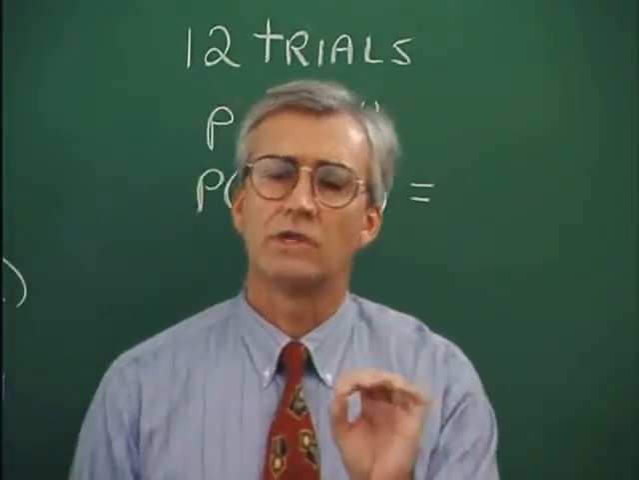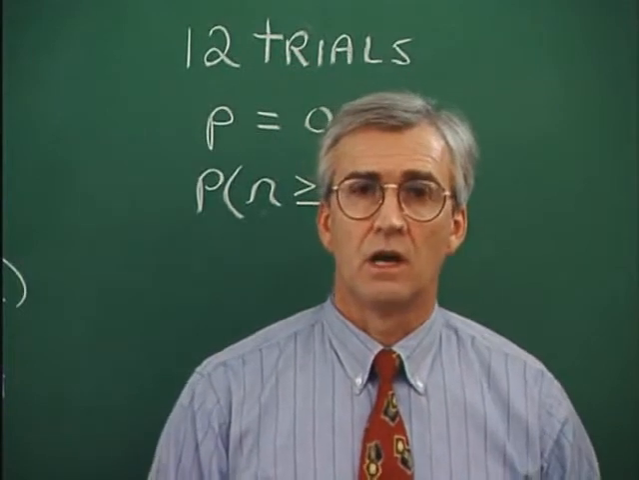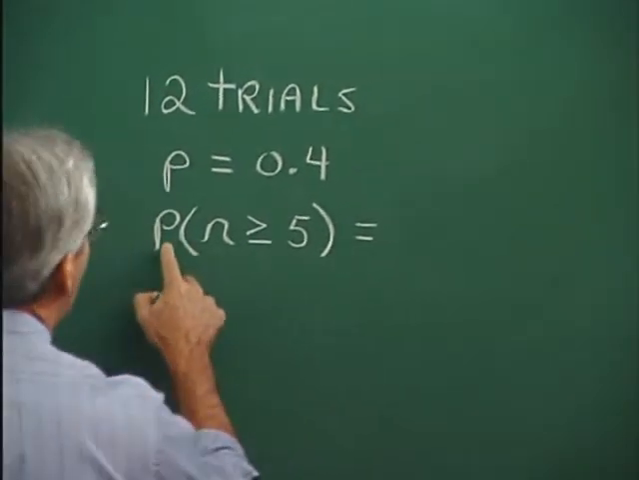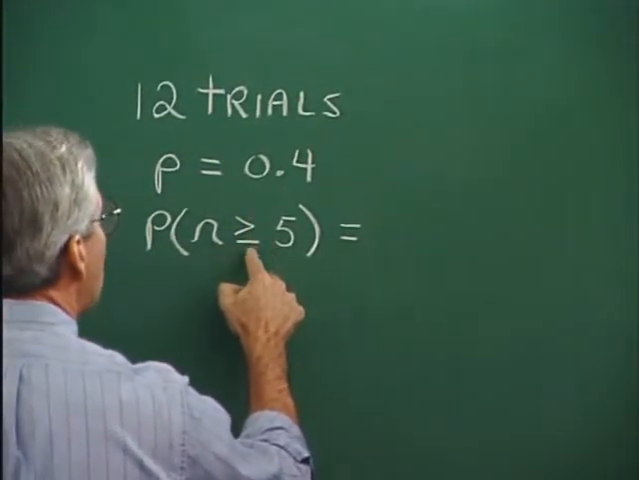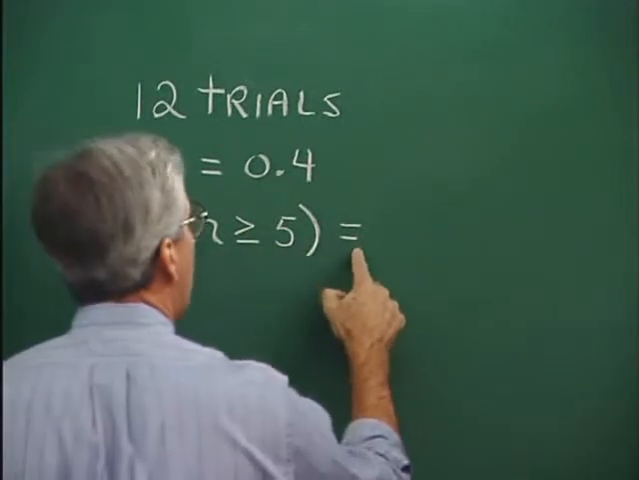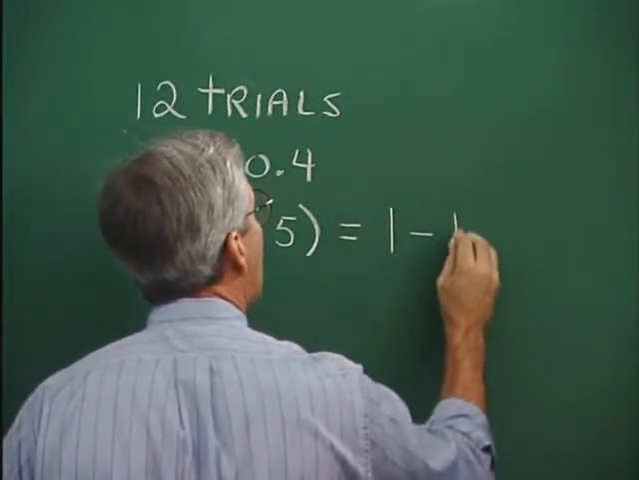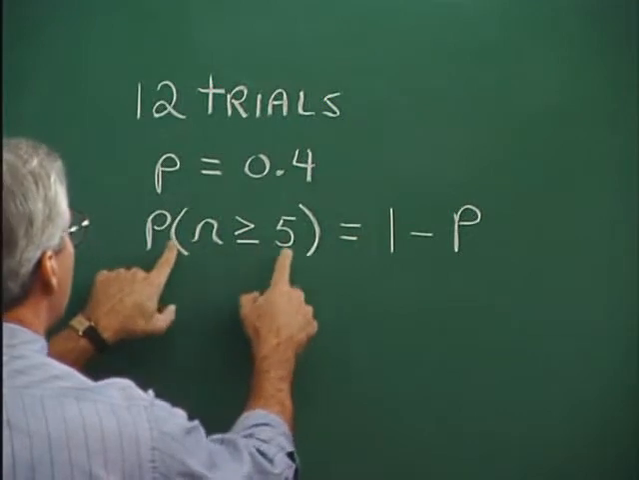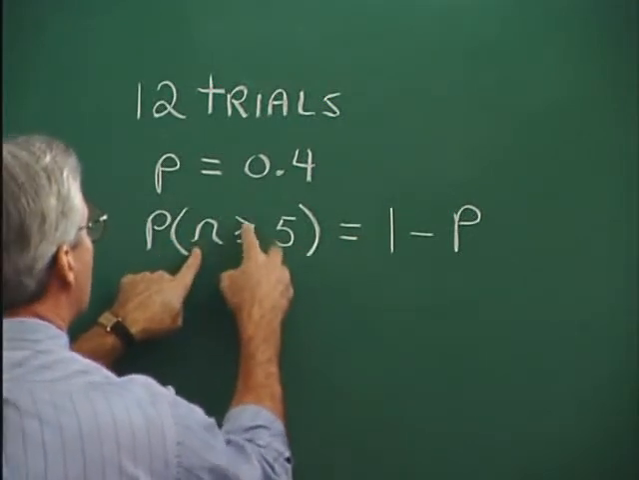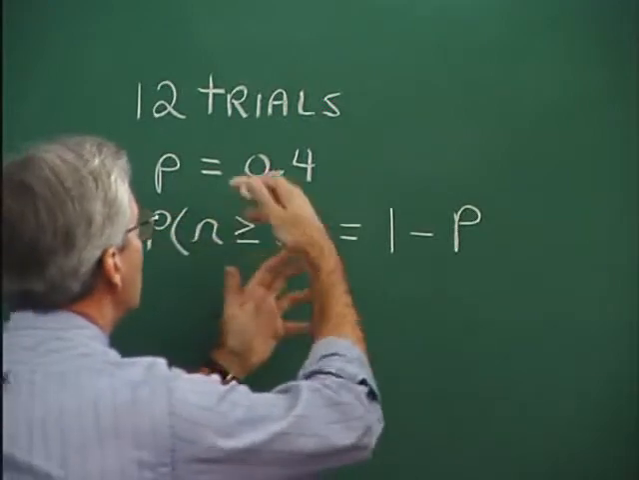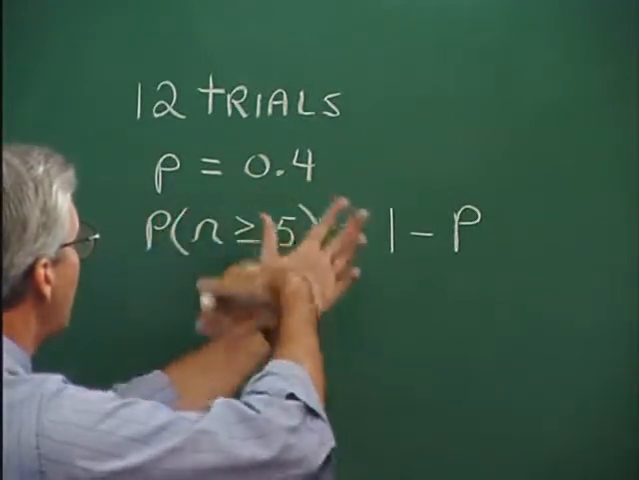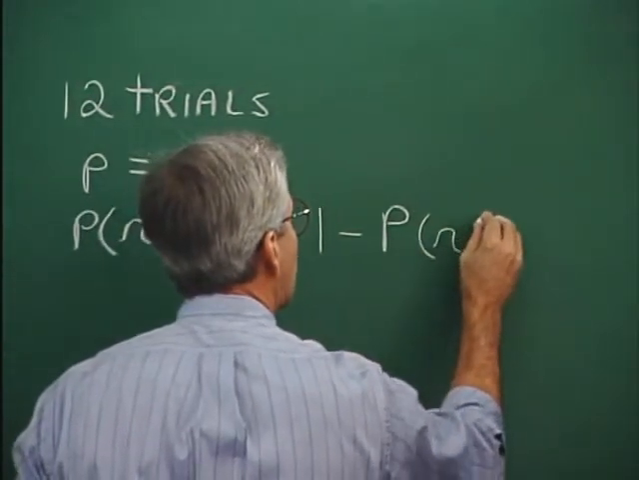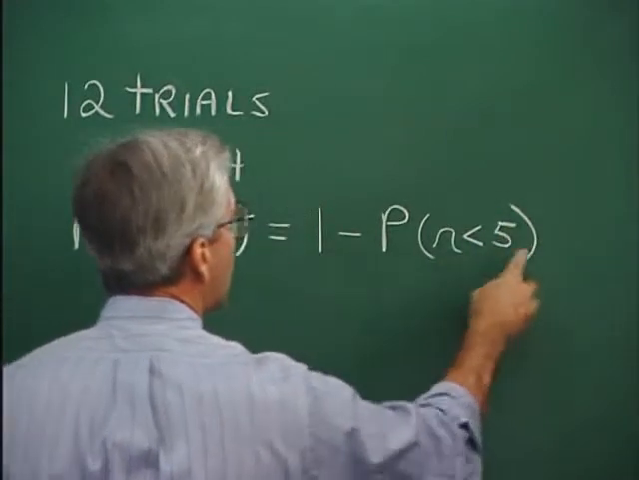Now, another way to approach it, and a way that really makes the calculator useful in this situation, is like this. We can say, well, the probability that R is greater than or equal to 5 is the same thing as 1 minus the probability that this doesn't happen. You see, what's the probability that this does not happen? If R is greater than or equal to 5, what's the antithesis of that? Well, it's the probability that R is less than 5. So 1 minus the probability that R is less than 5. And this is really what the calculator can calculate well.